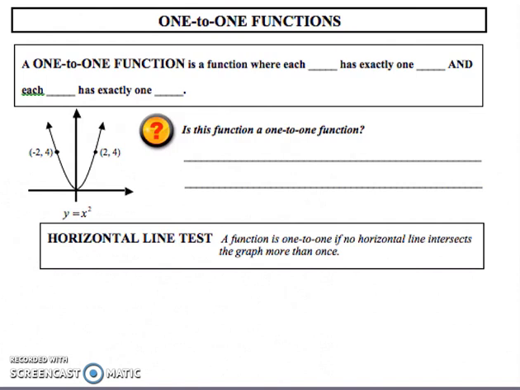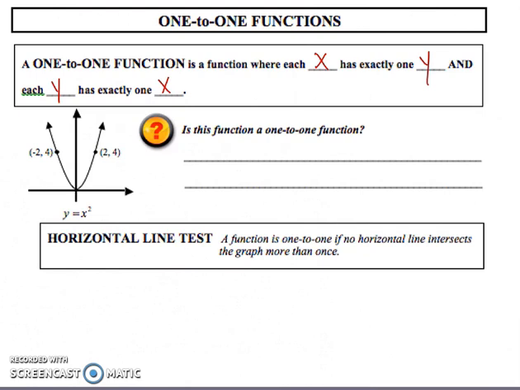Hello, math friends. We have reached the last note section of chapter 2, and today we are going to be talking about one-to-one functions. A one-to-one function is a function where each x has exactly one y and each y has exactly one x. So in our first graph here, the question is, is this function a one-to-one function?